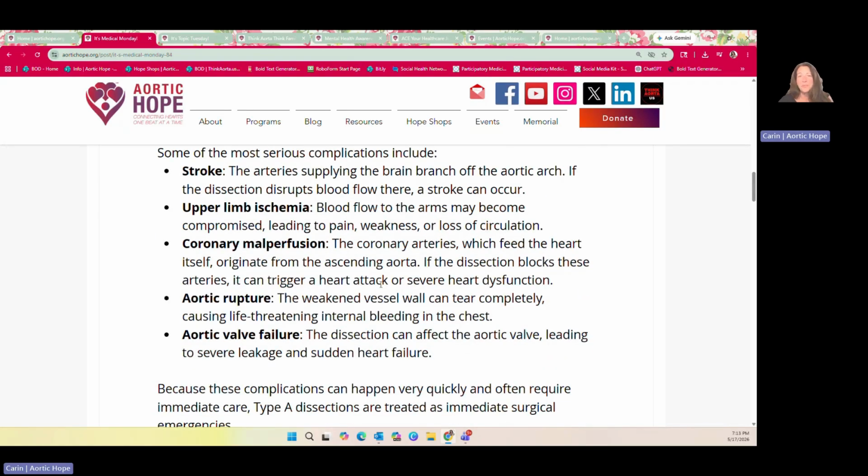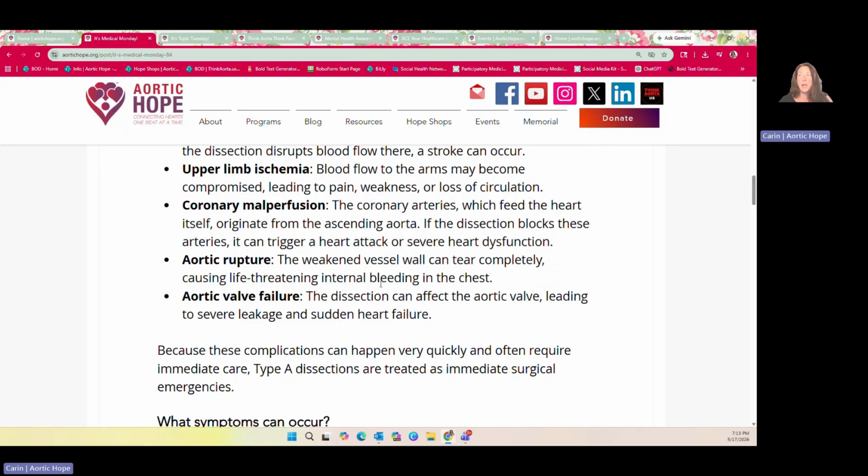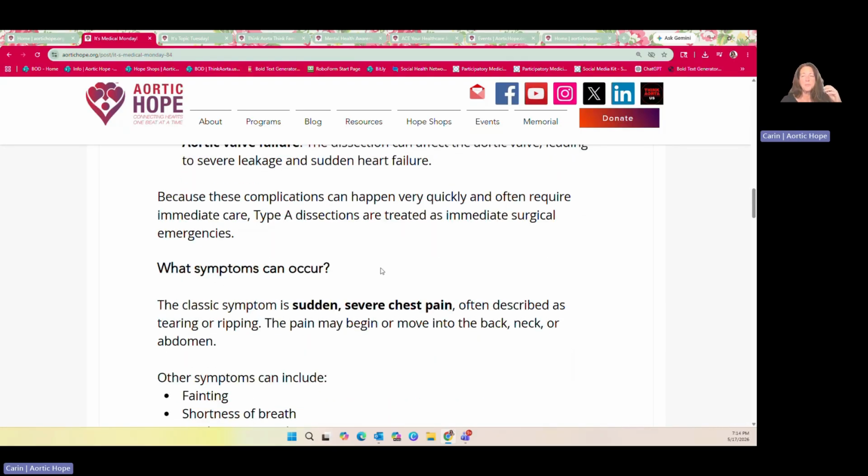Aortic valve failure. This can be very common to occur. Let's try to say that when it's in the ascending, because a dissection can affect the aortic valve, which leads to severe leakage and could also then lead to sudden heart failure. And because in this area, complications can happen very quickly, it really often needs immediate care. A type A dissection is treated as an immediate surgical emergency.